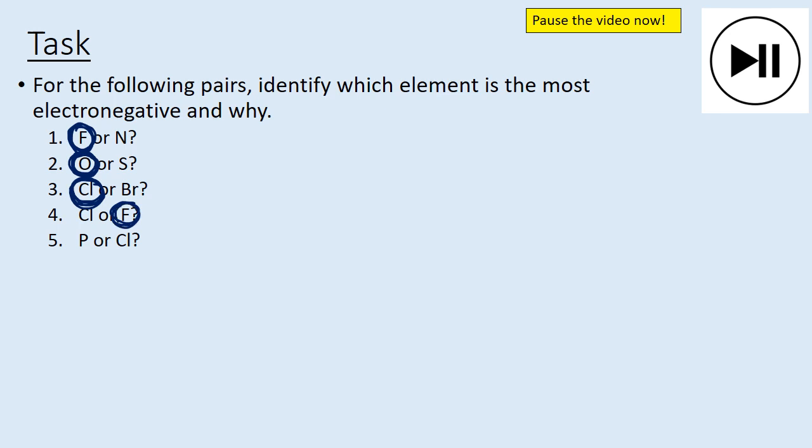It's got a smaller radius, it's got less shielding, it's going to be more attractive to that shared pair of electrons, it's more electronegative. P or Cl in the same period this time, so they have the same shielding or similar shielding. Cl will have a smaller radius and a bigger nuclear charge. So Cl has a smaller radius and a bigger nuclear charge, therefore is more attractive to the electrons in a covalent bond. It's more electronegative.